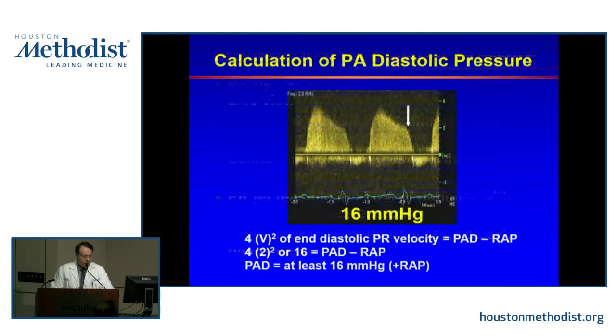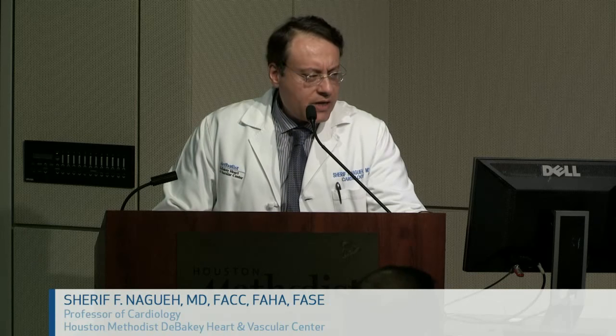The velocity that we are interested in is the end diastolic velocity. We apply the modified Bernoulli equation. And when you look here, the RA pressure carries a big role in the estimation of PA diastolic pressure because the PR end-diastolic velocities are small. So if you have an incorrect estimation of RAP, that can adversely affect the correct estimation of PA diastolic pressure, and that is one of the main critiques for relying on PA diastolic pressure non-invasively as a surrogate of wedge pressure.